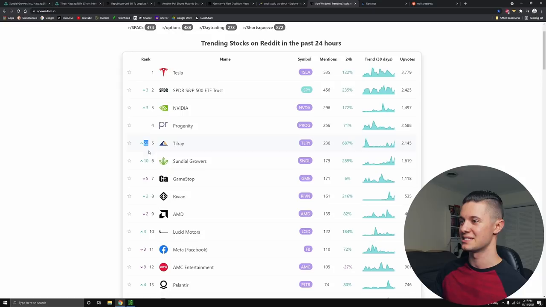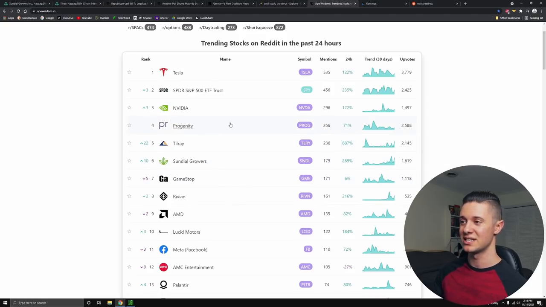It's up 22 places where Sundial is only up 10. So Sundial was trending much higher than Tilray. However, Tilray has recently overtaken them with 687% more mentions over the past 24 hours compared to 289% with Sundial. Now, both of these stocks have been trending up today. They've both been moving up.